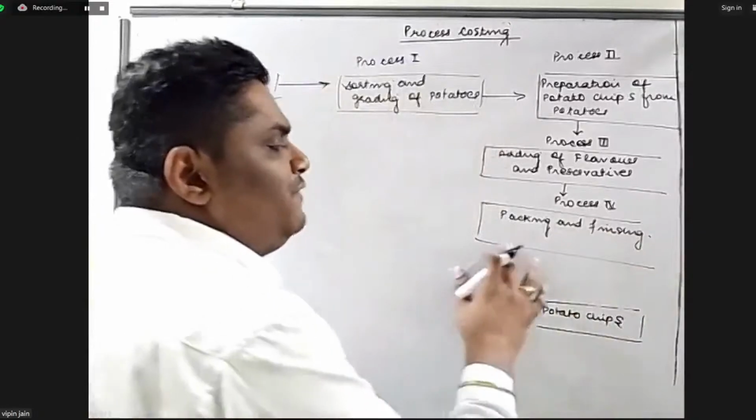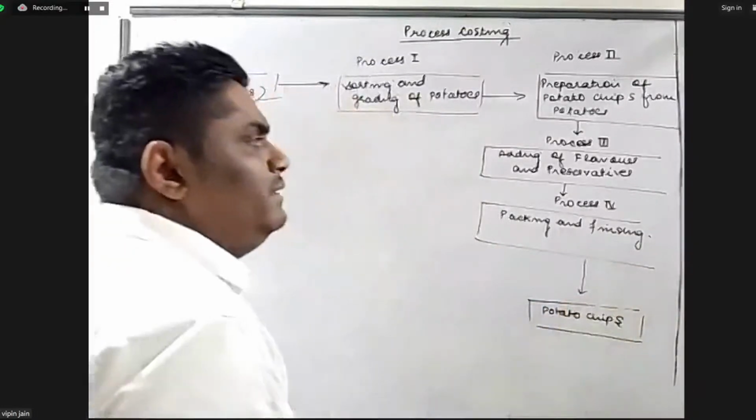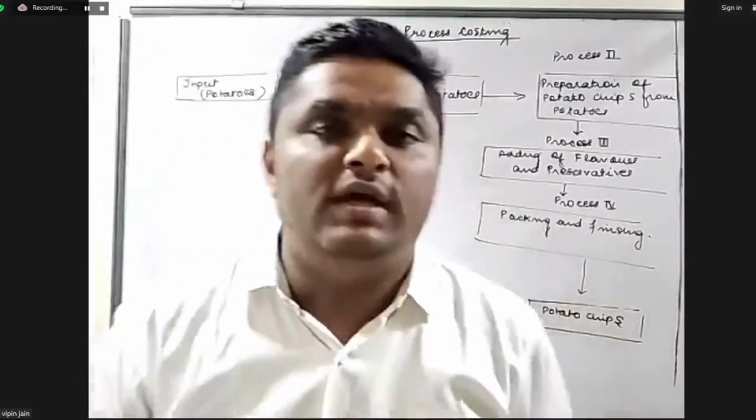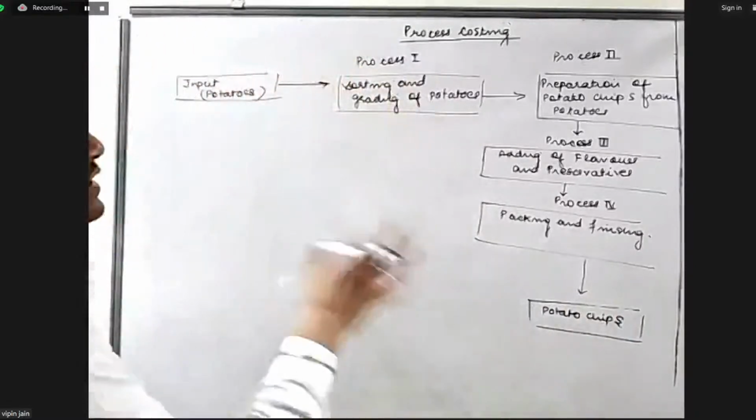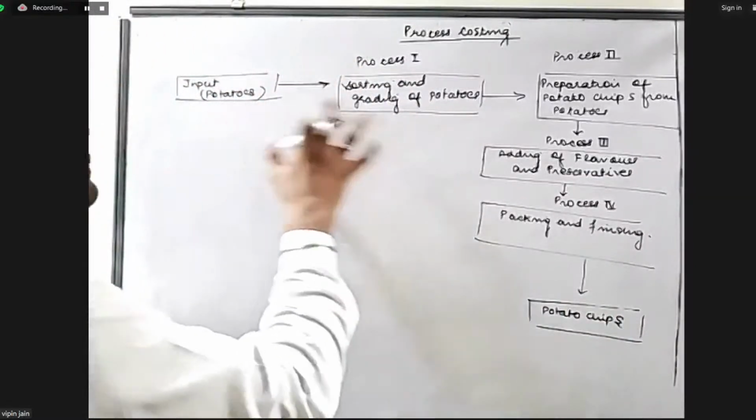So this is the last process. After packing and finishing, my final product, that is potato chips, are ready. So this is how this mechanism works, wherein I manufacture potato chips from potatoes.